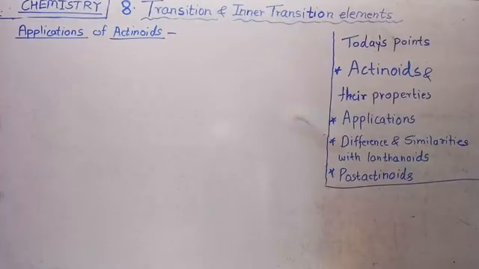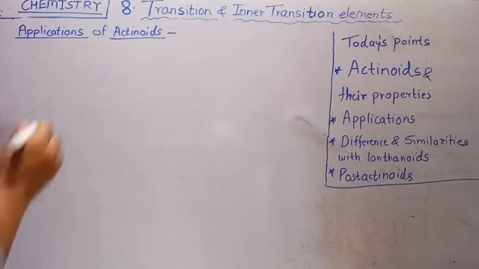Good afternoon, students. From the last lecture, we are talking about the second series of inner transition elements called actinoids. That is the second series of f block elements. There are a total of 14 elements present in actinoids. The last topic of the last lecture is properties of actinoids. The last property of actinoids is oxidation states.